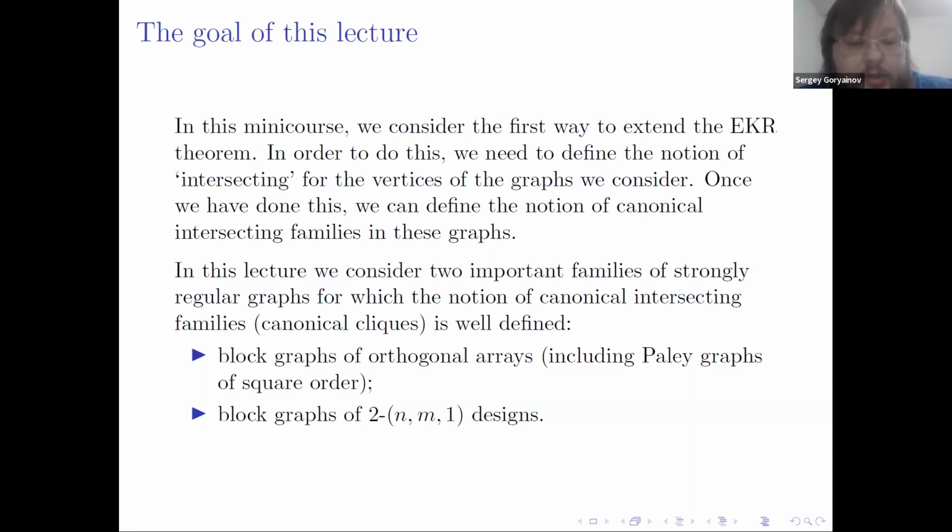And the second family is the family of block graphs of 2-(n,m,1) designs.